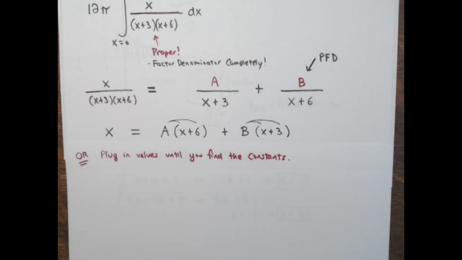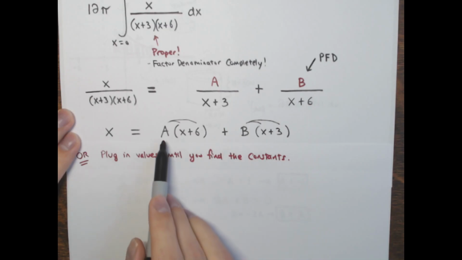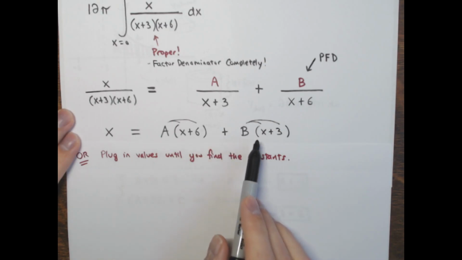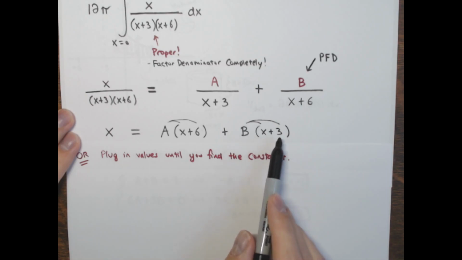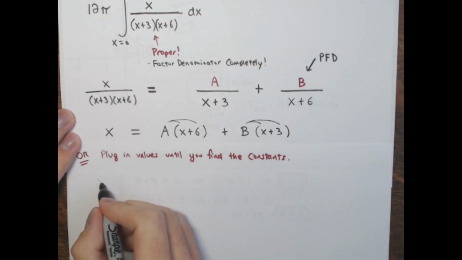And with these linear factors, a very clever thing to plug in would be anything that makes your factors 0. That'll make certain terms disappear. So like say I wanted to solve for a. Well, to get rid of this b term, I would just need to replace x with negative 3. Right? Negative 3 plus 3 is 0, so I'll do that.